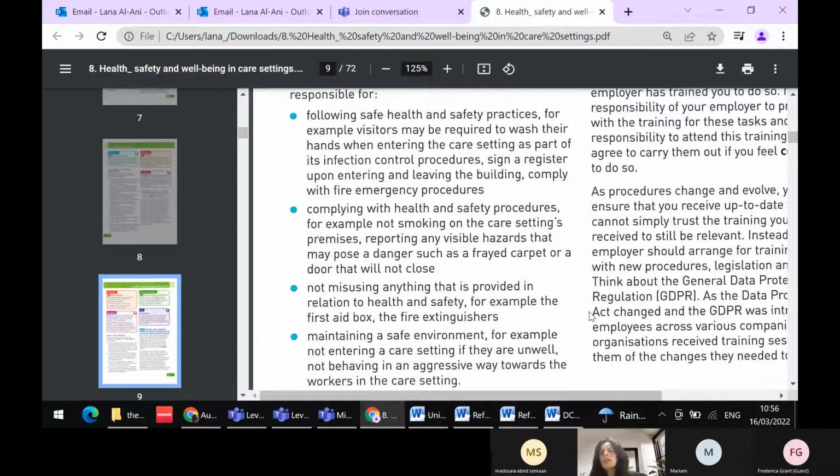No smoking, so you can't see a care worker smoking somewhere in the premises because it's not allowed. And also reporting any visible hazard or danger. For example, let us say you saw one of your colleagues smoking, you need to report it, or maybe speak to him first and then report it. So you need to report any dangerous thing that could happen in the workplace.